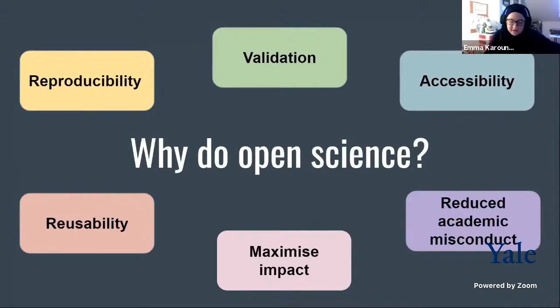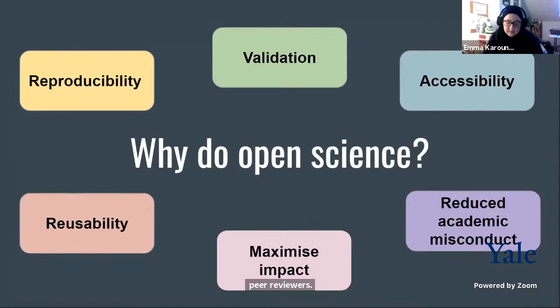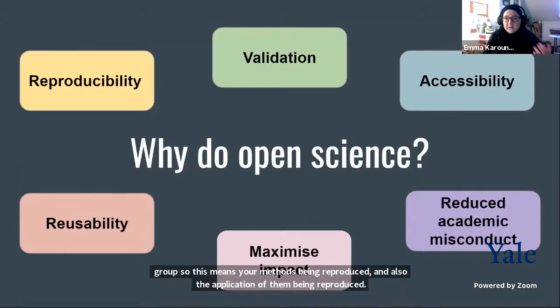Other reasons are to validate your research, so to have it checked fully in peer review by actually giving full access to your data and methods to the peer reviewers. And then there's reproducibility, so therefore having your research reproduced independently by a different research group. So this means your methods being reproduced and also the application of them being reproduced. And then there's reusability and accessibility. So your data and methods can be used by other scholars to build on and develop new research. And this is really by you being open to collaboration, meaning that these can be done with your input. And therefore, again, this is going to increase your research outputs.